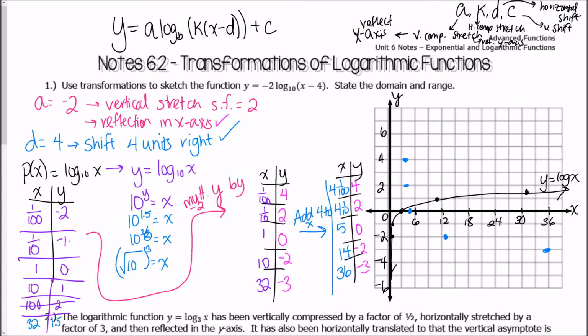And now, if you remember when we explored our logarithmic functions, the parent function always has a vertical asymptote at x equals 0, right? So we're on the y-axis. So this is where our vertical asymptote is going to be for our parent function.